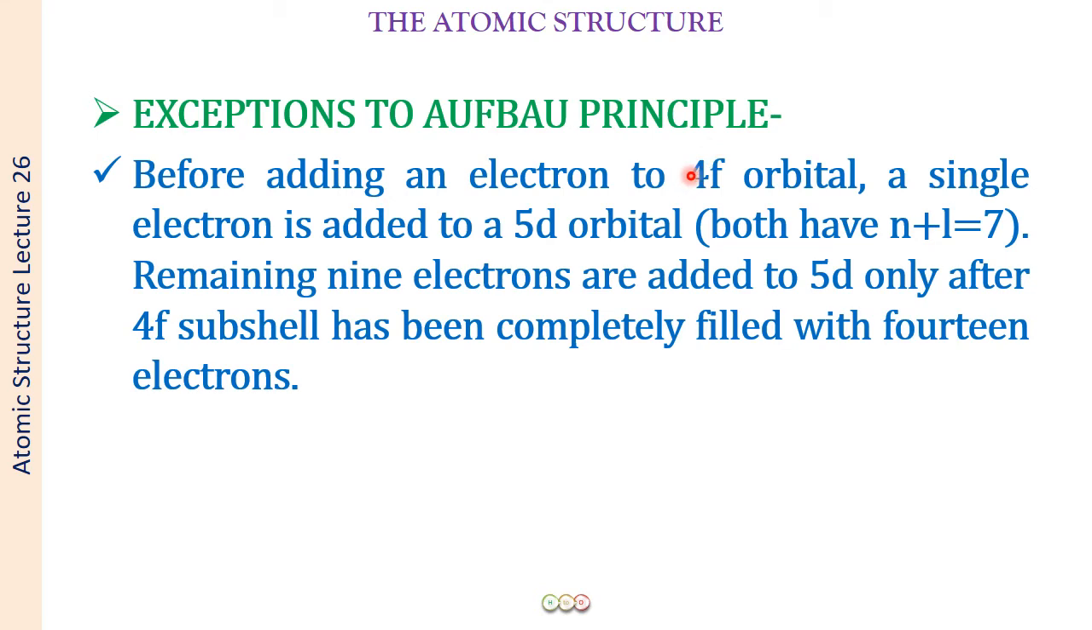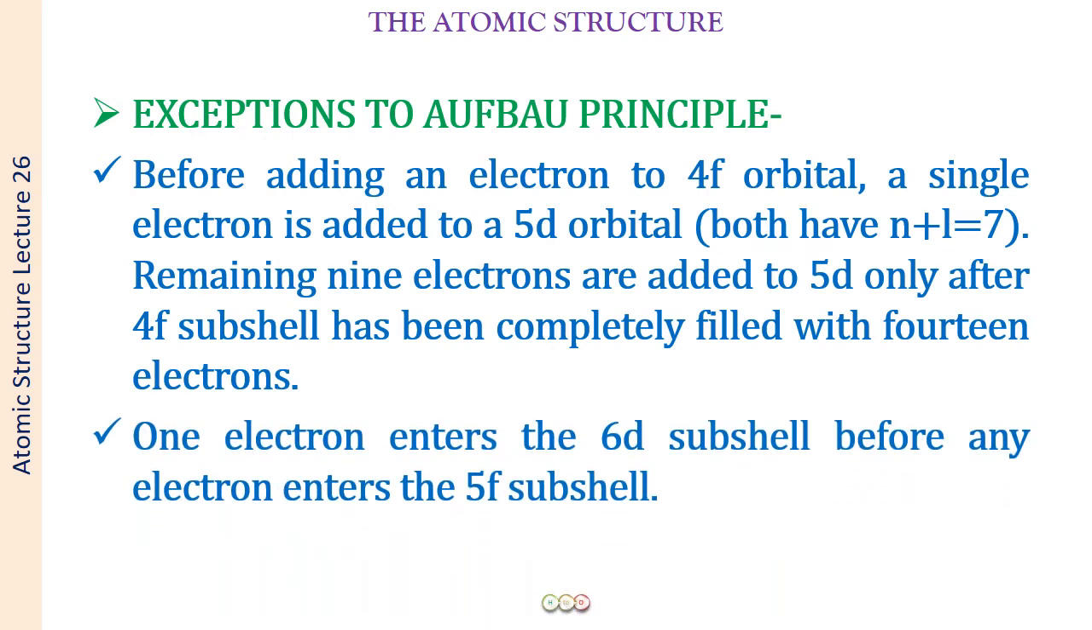right? But we are saying there is an exception over here, that first fill one electron in 5d, then fill all the 14 electrons in 4f, and then fill the rest of the 9 electrons into 5d. Okay, I hope this is clear, that before adding an electron to the 4f orbital, first a single electron is added to 5d, then 4f is completely filled with 14 electrons, and then we fill the remaining 9 electrons into 5d. And similarly, we are going to do this with the 6d and 5f subshells as well.